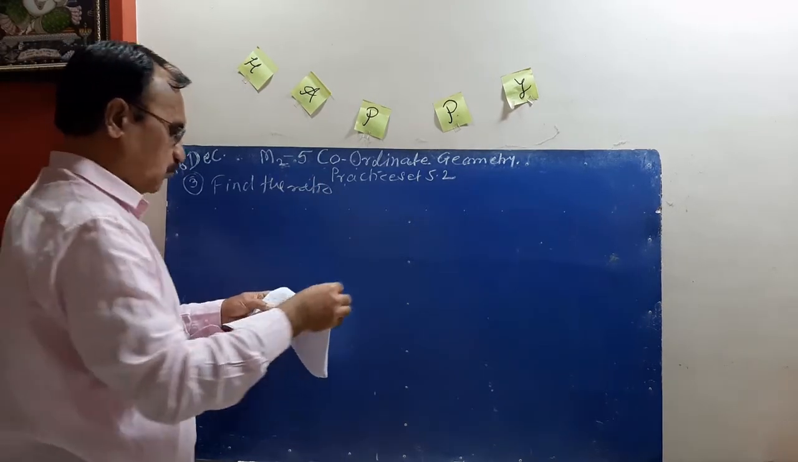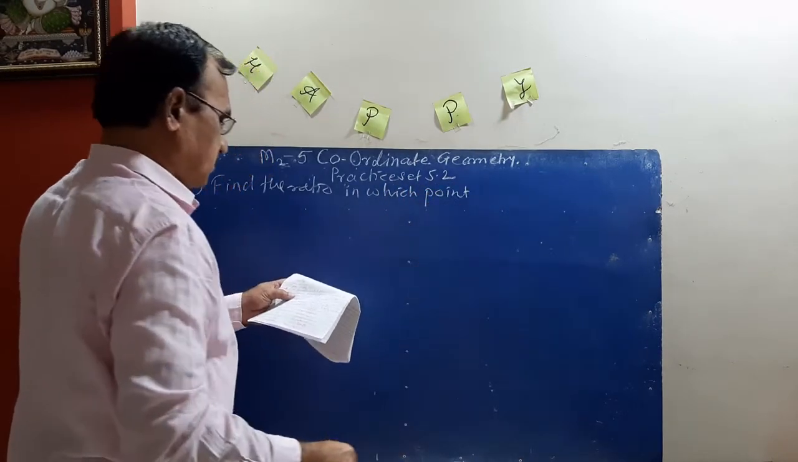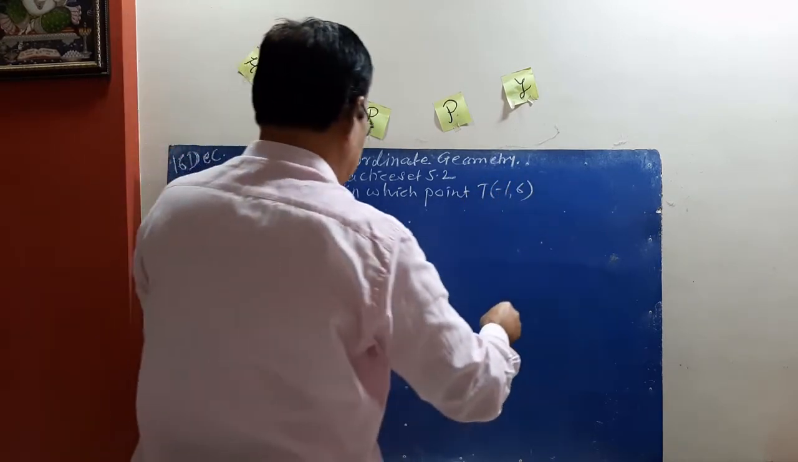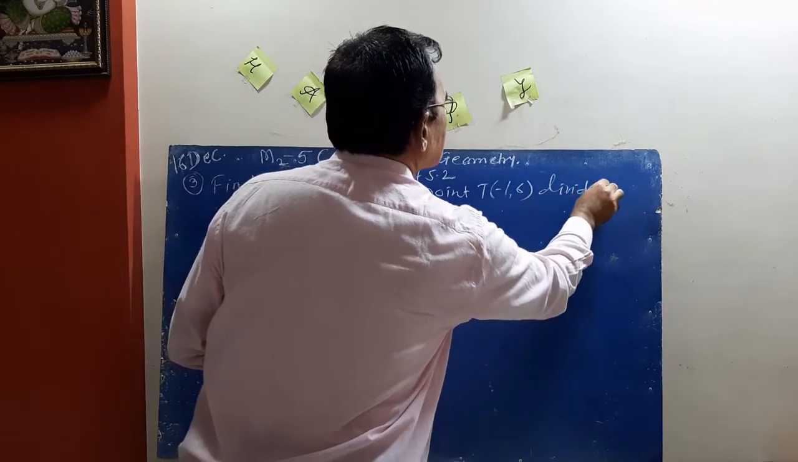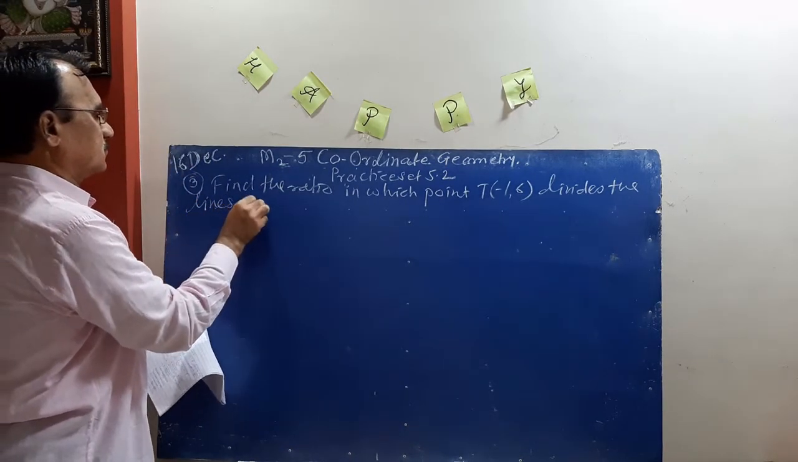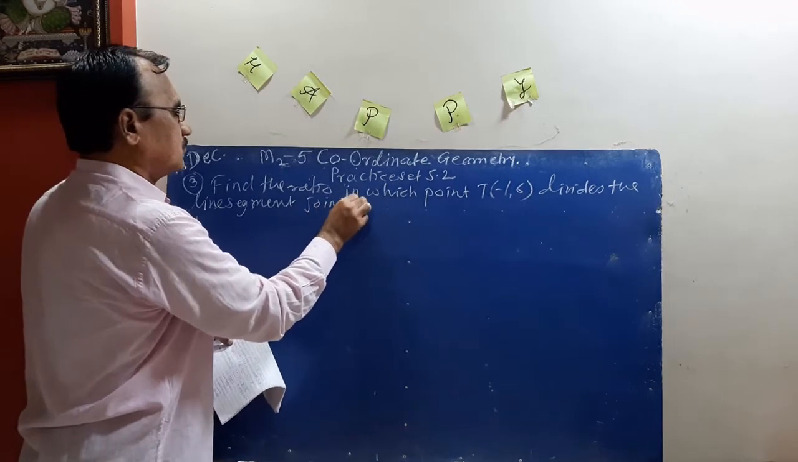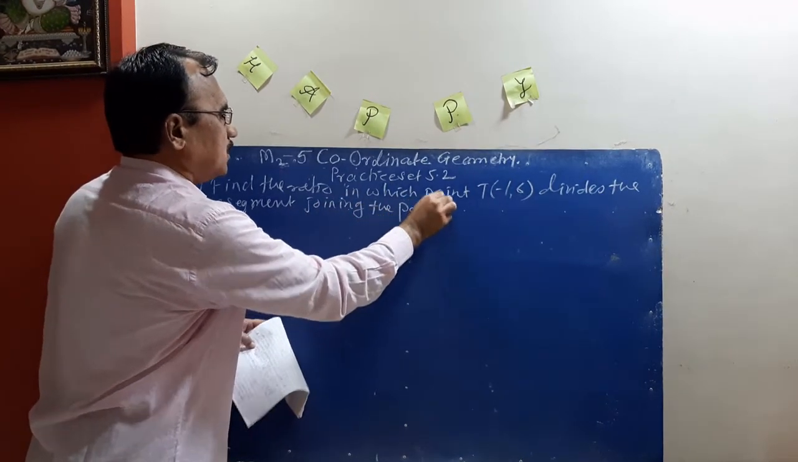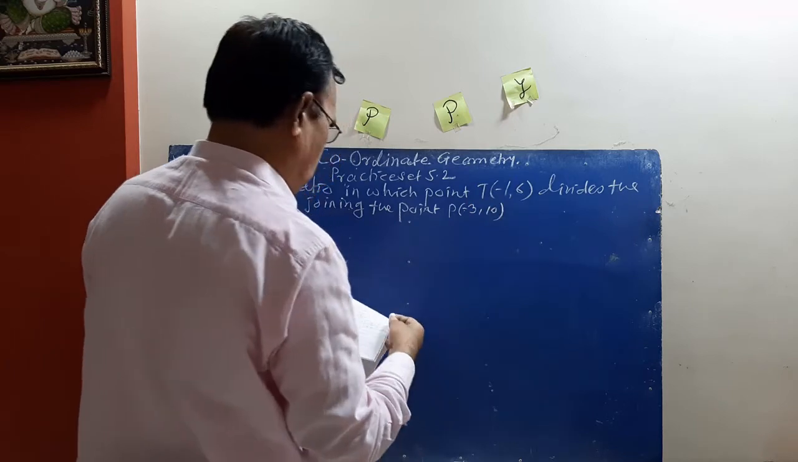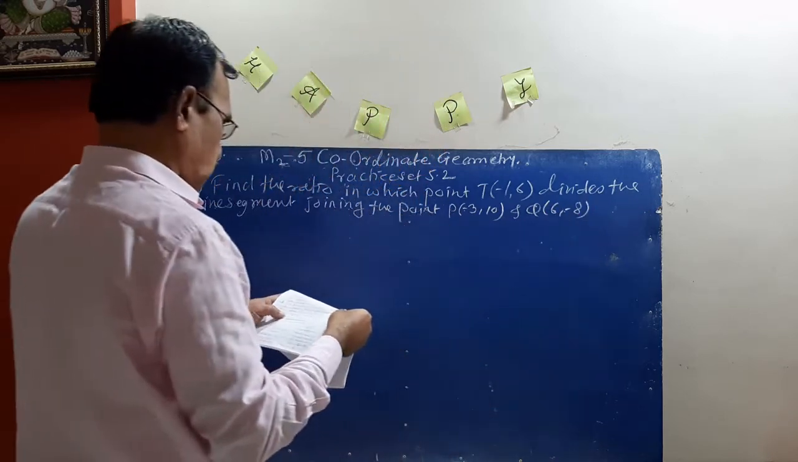Find the ratio in which the point T(-1, 6) divides the line segment joining the points P(-3, 10) and Q(6, -8).